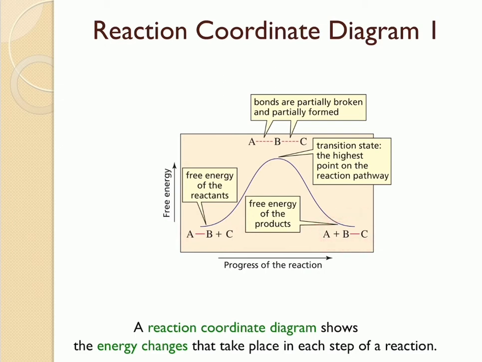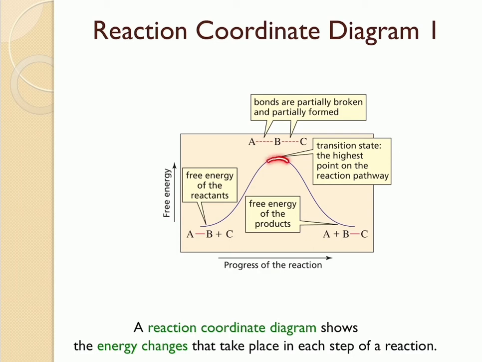Here is the reaction coordinate for a typical reaction between A, B, and C to give the products A and BC. As the reactants are converted into products, the reaction is going to pass through a maximum energy state, which is called the transition state. The structure of the transition state is between the structure of the reactants and the products, where some of the bonds are partially formed and some of the bonds are partially broken.